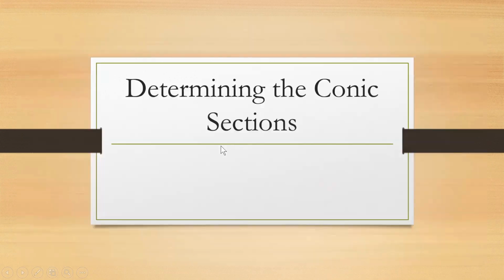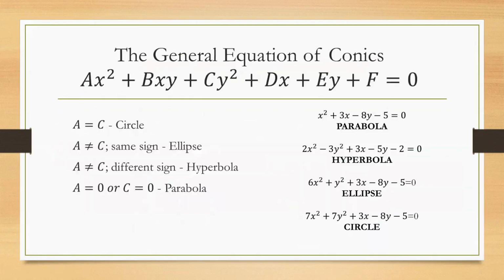Okay, next we move on to determining the conic sections. We have the general equation of conics: Ax squared plus Bxy plus Cy squared plus Dx plus Ey plus F equals 0. And we also have the cases or the guides here. This is the only thing that we have to remember for this lesson.